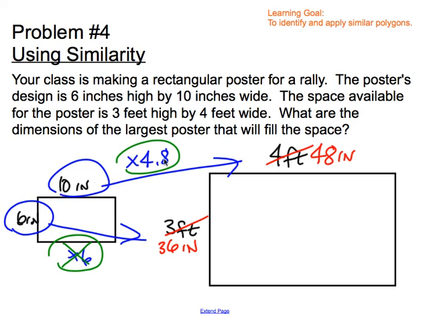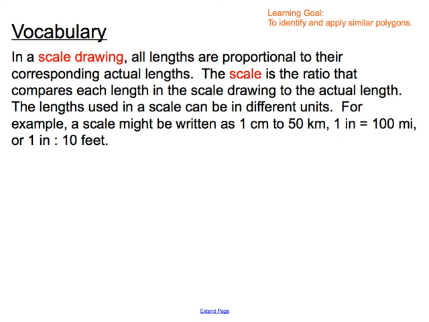10 times 4.8 we already know is 48 inches. So in this case we get the full width of the space. However, multiplying 6 by 4.8 we get 28.8 inches, which while it doesn't fill the space, does maximize the size of the poster. So the dimensions of the largest poster that will fill the space is 48 inches by 28.8 inches. So here we have our final vocabulary slide.